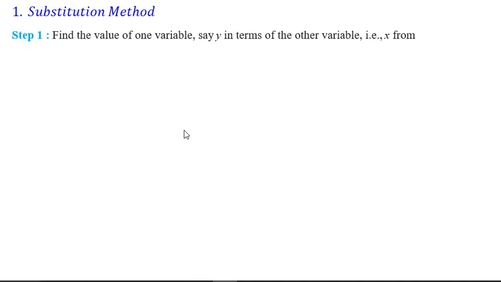Now let us see the substitution method first. We will first see the different steps which we are going to follow to find the solution. Our first step is to find the value of one variable, say y, in terms of the other variable, that is x, from either equation, whichever is convenient. We are given two equations in two variables x and y. From either equation I will find the value of y in terms of x, or the value of x in terms of y.